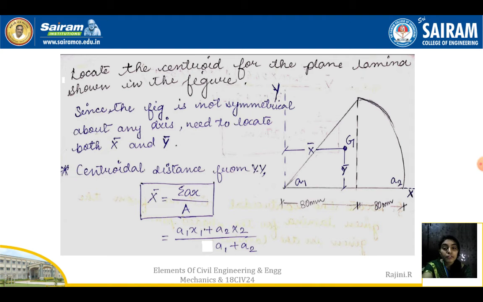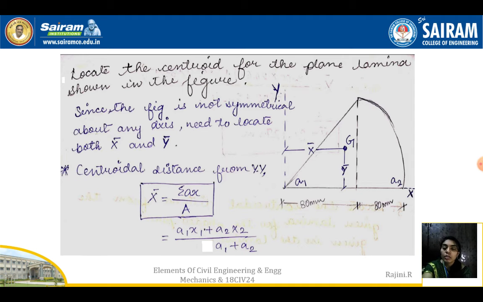Since the figure is not symmetrical about any axis, we need to locate both x bar and y bar, right? For this I have divided the figure into two. You can see I've put one dotted line in the middle. The right side part looks like a quarter circle, and the left side part looks like a triangle, right? So we require formulas for both shapes.